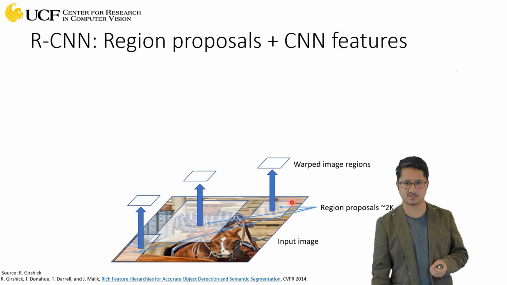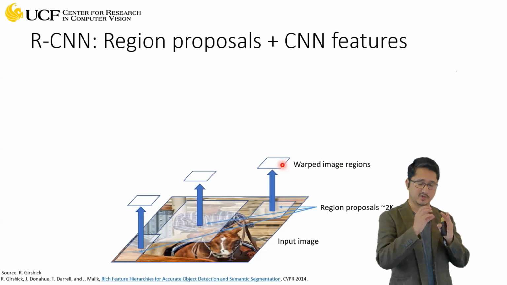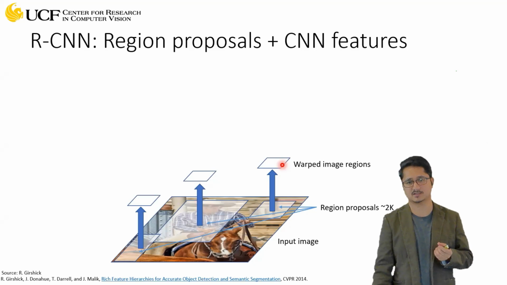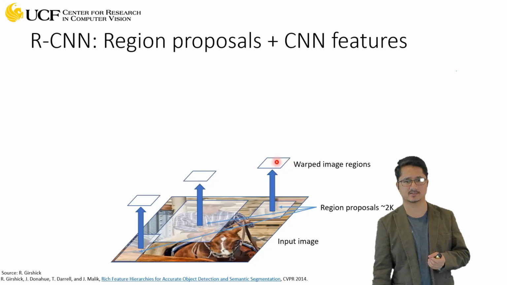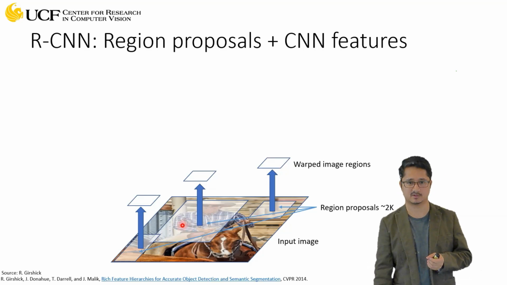Now, for each bounding box, you will actually try to warp that image. You will make sure that you reshape all the proposals into the same resolution. That's a parameter of the architecture. You can say, let's say this is 28 cross 28. So all the region proposals will be reshaped to 28 cross 28. Doesn't matter what the original size was.